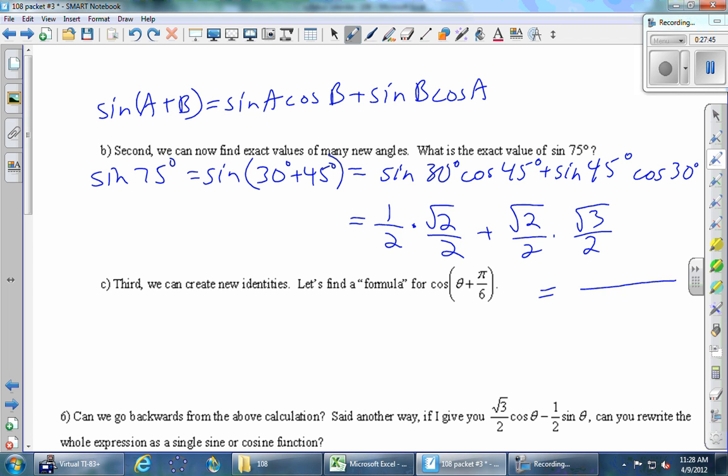And so if we just merge these together, I've got a radical 2 plus, how much is root 2 times root 3? Root 6, we know we're allowed to do that. What's the denominator? 4. Root 2 plus root 6 divided by 4. That's it. That is what sine of 75 is.